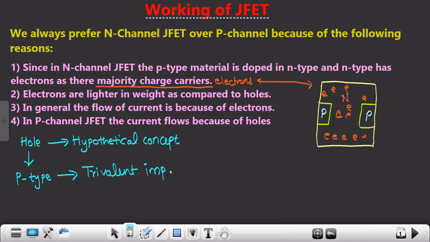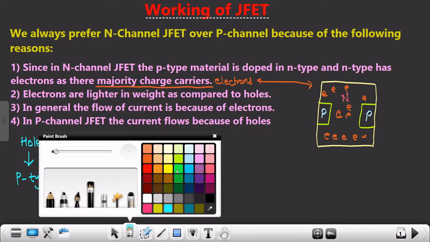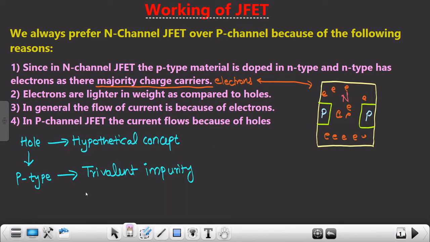4th. Okay, so impurity. One electron was less. Okay, that means the 4th bond was vacant. There wasn't any electron in that 4th covalent bond, if you could remember. Okay, so one electron was less in that 4 covalent bond. So over here in trivalent impurity, one electron was less.